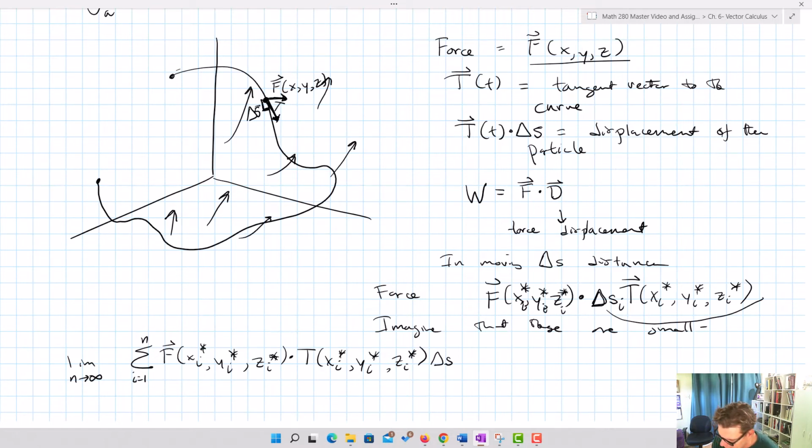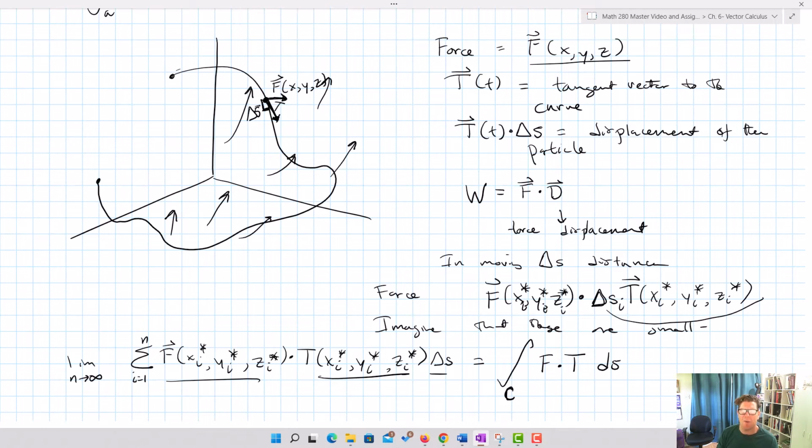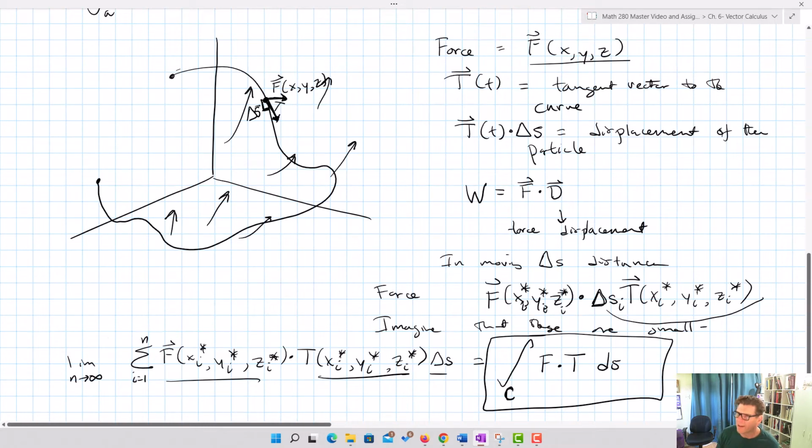So we're going to take really small pieces, add them all together, and then what do you get? You get an integral. This is going to end up being the integral over some curve C of F dot T ds. And that is how we are going to calculate our work. Our work is going to be calculated as F dot T ds. And we're going to use that in order to help us define the line integral. So first step, there it is. Write it down.